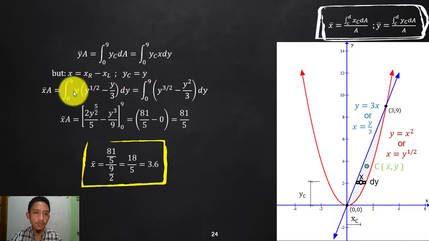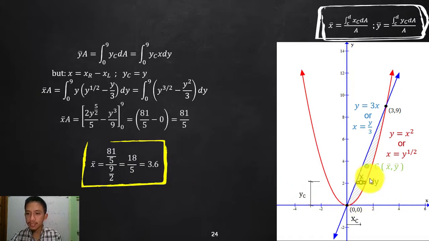Then y sub c is y, so multiply inside so that we can integrate. That is y times y to the 1/2, plus... y times y to the 1/2, the exponents will add, so 1 plus 1 half is 3 halves, and this will be minus y squared over 3. Integrate by power rule: 5 halves over 5 halves, so the 2 will flip on top, minus y cubed over 3 times 3 is 9. Substitute your upper limit 9, that will give us 81 over 5. Lower limit 0 is still 0. Do not forget that that is still y bar times A, so you need to divide it by A, which is 9 halves. So 81 over 5 divided by 9 halves is 18 over 5, which in decimal is 3.6.